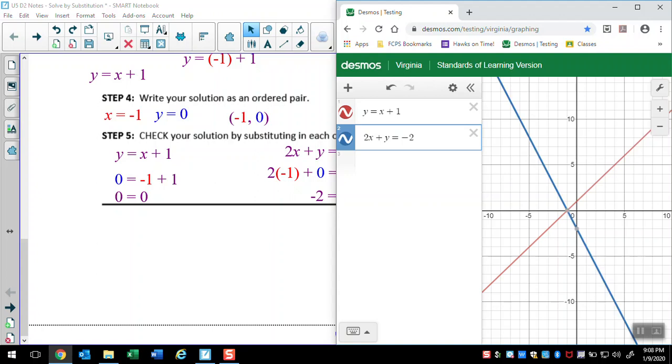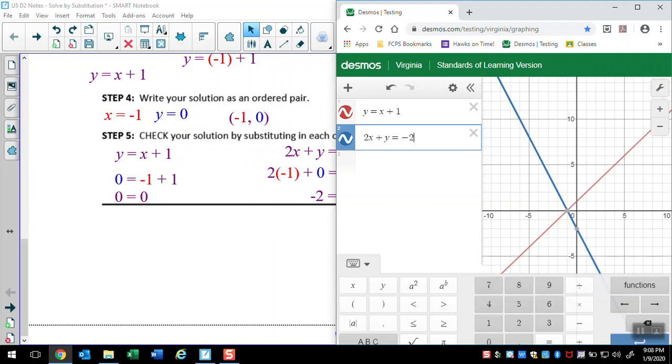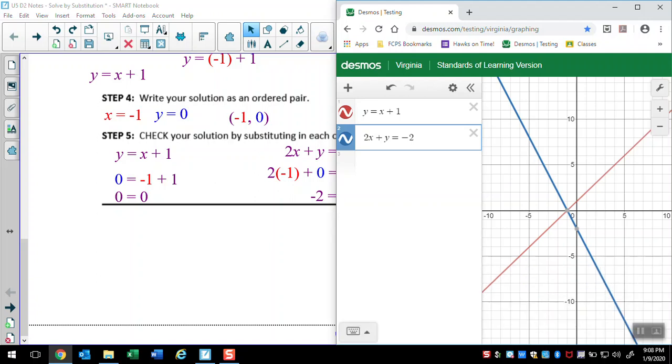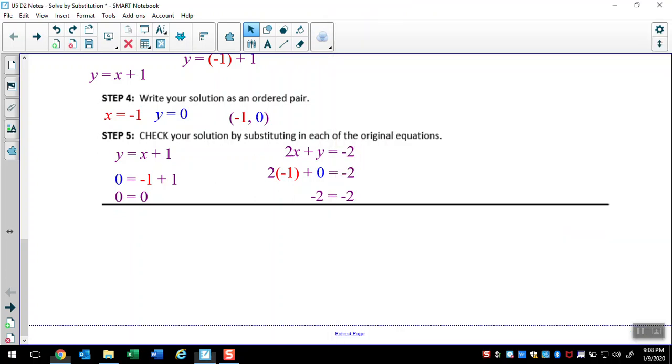Right, and I'm just using my keyboard to type all of that in. You can always come down here and pull up this keyboard and use your mouse to click on everything, or you can just use your standard keyboard. All right, and now we can just double check, where do these two lines intersect? Right there at -1, 0, which is the exact answer that we were able to come up with. All right, so two different ways to check your answers.